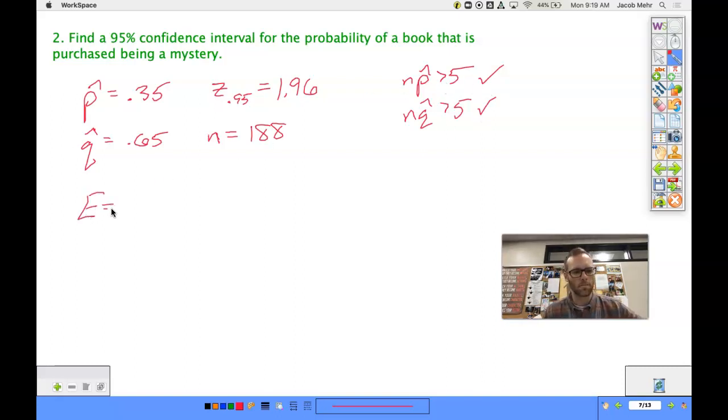All right, error time. Critical z-score, 1.96, times the square root of p q. And when I say pq, it's p hat and q hat. Over n. Oops, I almost made that mistake, didn't I? I was going to go with the old formula.